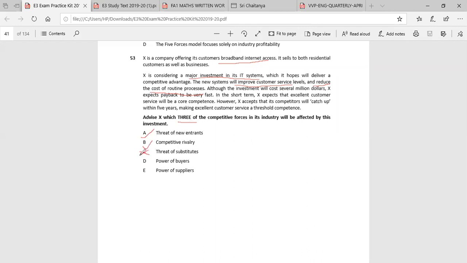Then we have power of buyers. It only talks about whether it will be affected, not whether it will be increased or decreased. Yes, buyers will be affected in a positive way. So we can put this one. Is there any mention about the suppliers? There's nothing mentioned about the suppliers. So we go with A, B, and D. That's the answer.